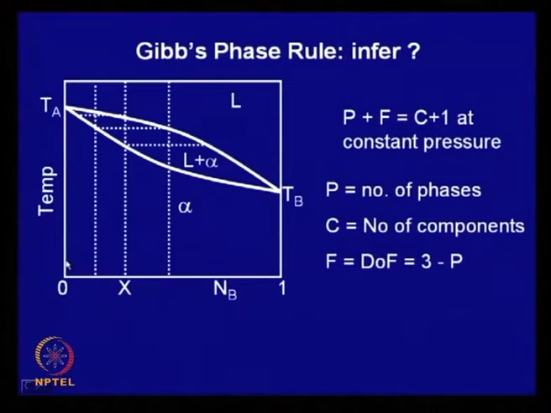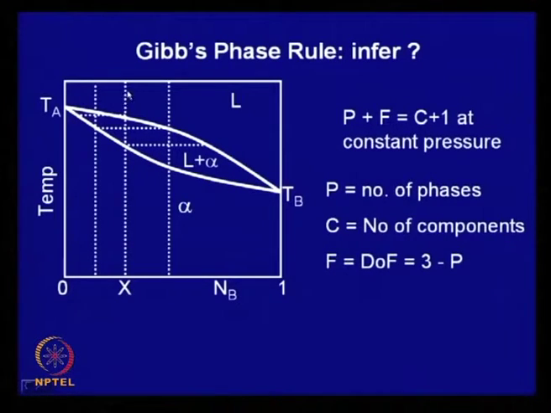Binary alloy means number of components is 2. So, C is 2. So, C plus 1 is 3. So, degree of freedom is 3 minus P, that is the number of phases which are coexisting. So, if you consider the system somewhere here, if you want to define a system, what is it made up of? So, you say that it is made up of liquid only, but in that case, to define the system, you need to fix two values.